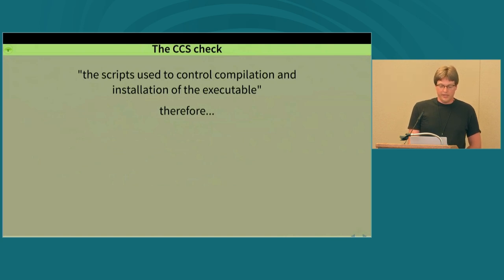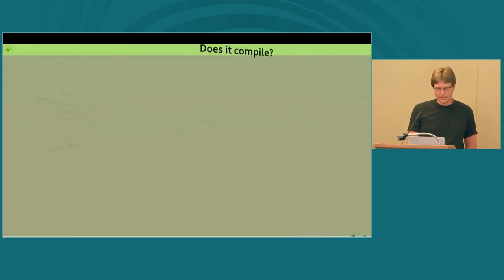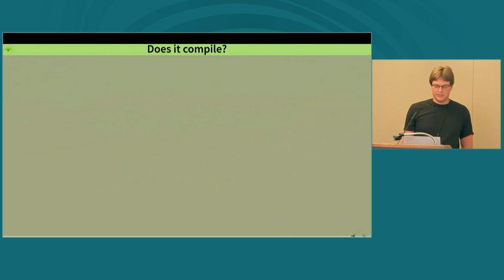And therefore, we want to know, does it compile? That is, does it have the scripts used to control compilation of the executable? And secondly, does it install? That is, does it contain the scripts used to control installation of the executable? And lastly, is it the complete corresponding source? This is quoted from a different part of GPL version 2. So first of all, does it compile? Can we break that down?